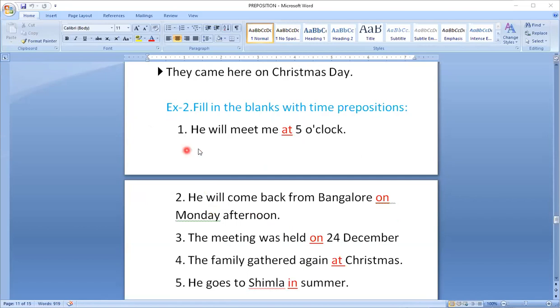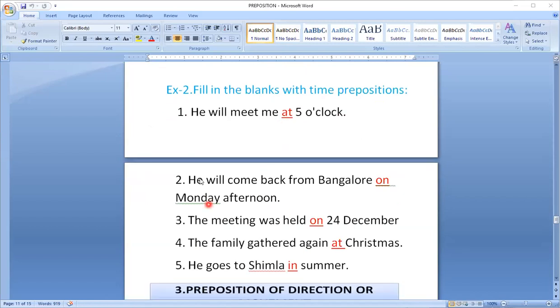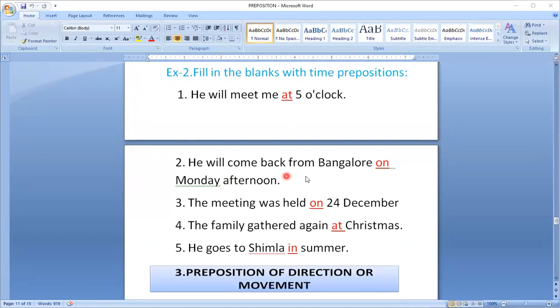For example, he will meet me at 5 o'clock. जब हम particular time की बात करते हैं, we use the at preposition. Now the second sentence is here: he will come back from Bangalore on Monday. अब आपने नोटिस किया है, अभी हमने बात करी थी, जब हम Monday, Tuesday, weekday की बात करते हैं, we use the on preposition. The third sentence: the meeting was held on 24th December. So you will notice that 24th December से पहले, जैसा हमने बात करी, we use the on preposition.